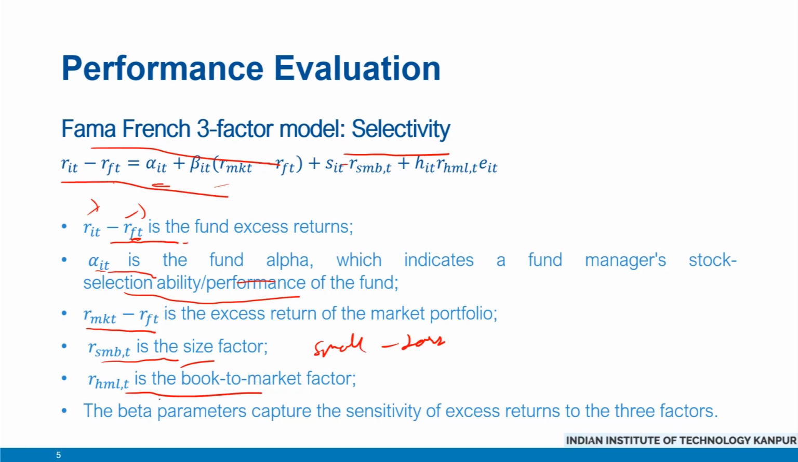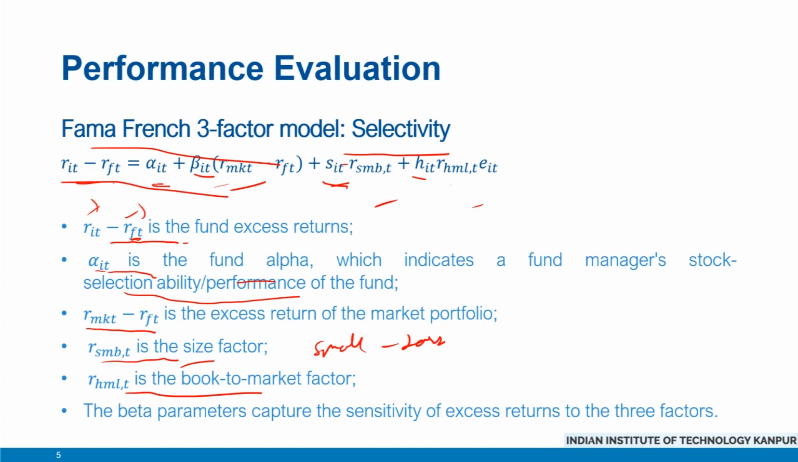Thus, the beta parameters in this equation capture the sensitivity of excess return to the three factors. So these betas, beta IT, similarly for size SIT, and similarly for high minus low book to market HIT, are sensitivities of returns to each of these factors. In conventional terms, these are called betas of the return on the security vis-a-vis these factors.